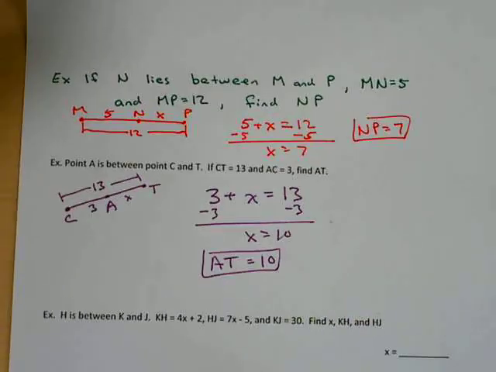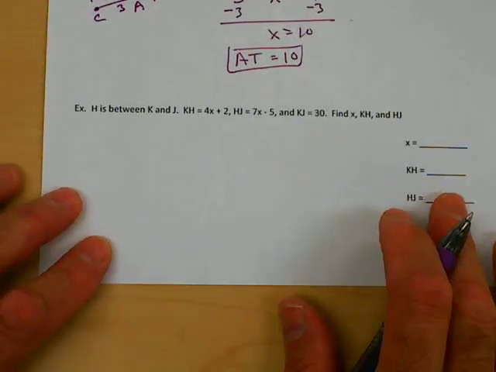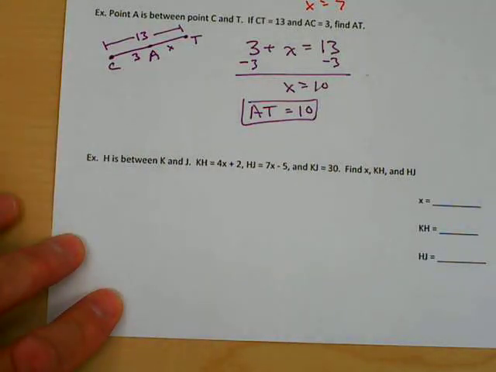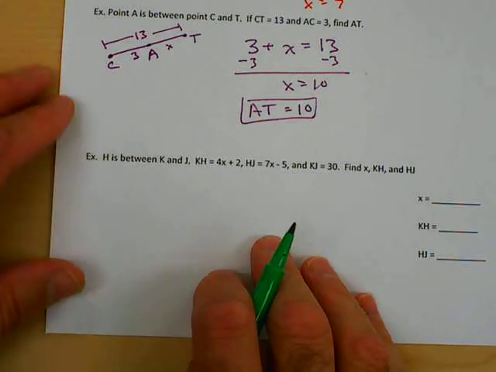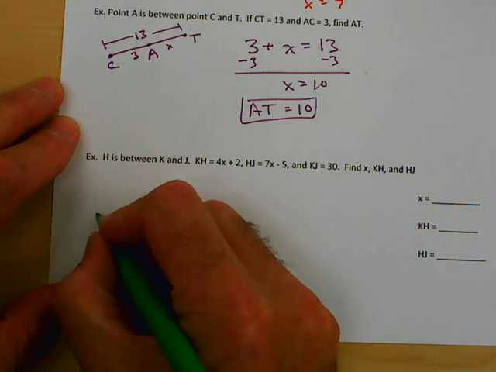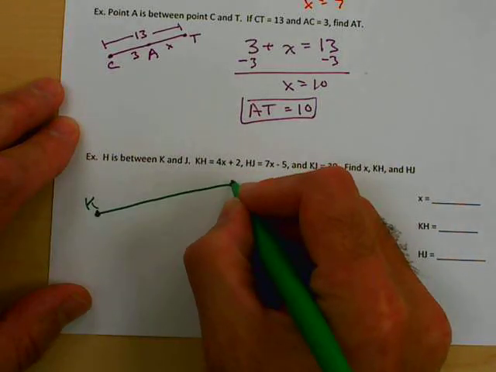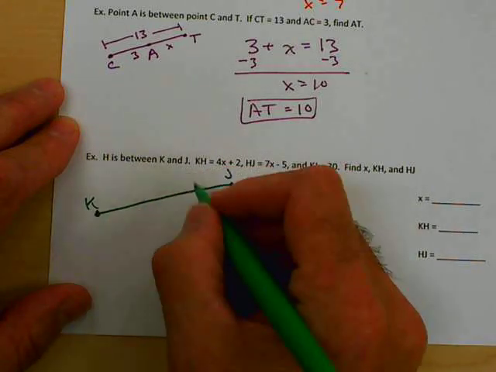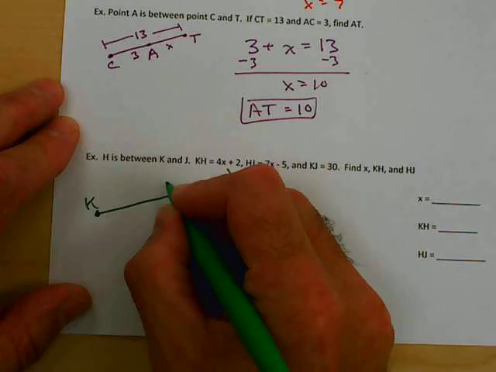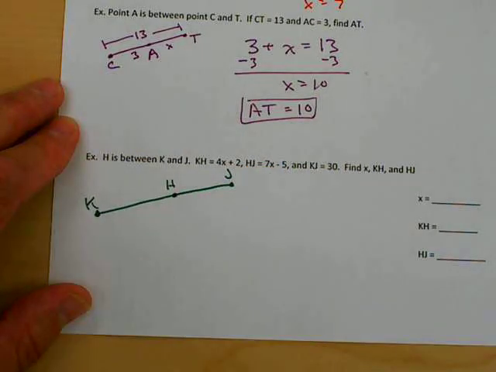One more example. It's a little more complicated. They don't always like to give you just these numbers. Sometimes they get a little more complicated and they try to distract you when you really shouldn't be. H is between K and J. So I have K and I have J. I have a line between them. That told me H is somewhere in between. I don't know where it is, but I'm just going to put it right there.